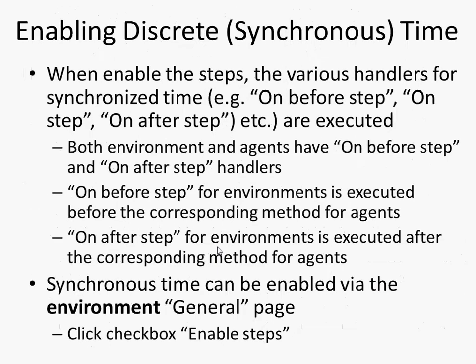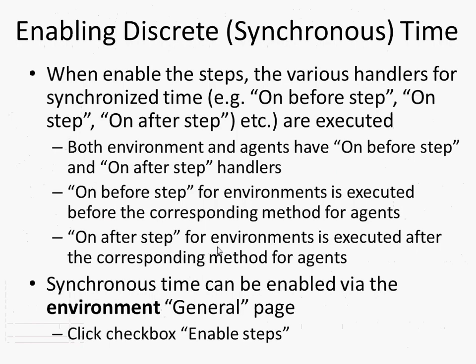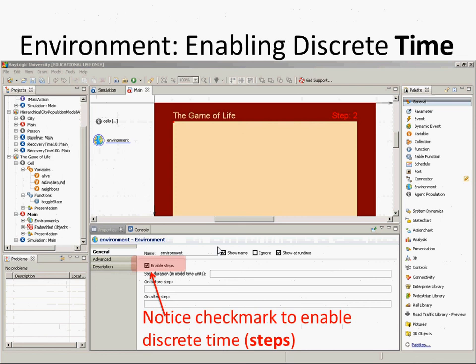So context. So here, I won't go into this in general. I want to go into how this is enabled. Basically, to enable the steps in the environment for main, we have to do this. See, it says enable steps there. You see that? Okay, that's associated with the environment. And you'll notice it. If you check it, it's going to update these steps. It's going to tell the agents when these steps are occurring.